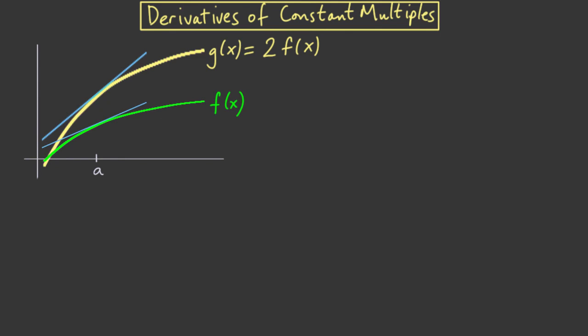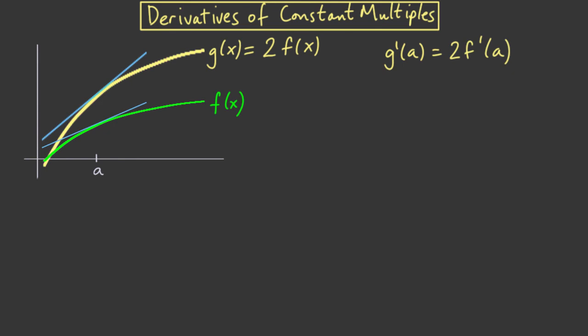And when it gets stretched vertically, that means that the new tangent line to the graph of g is twice as steep as the tangent line to the graph of f. So that's telling us that the slope is twice as much. So g prime of a is twice f prime of a.